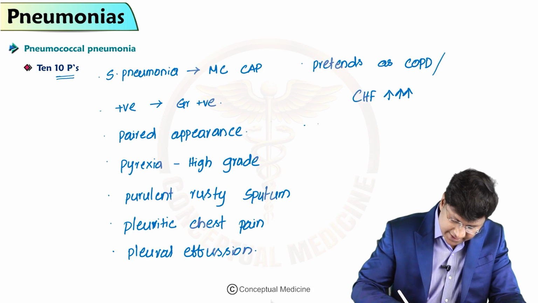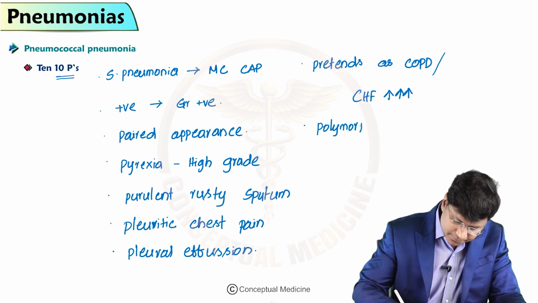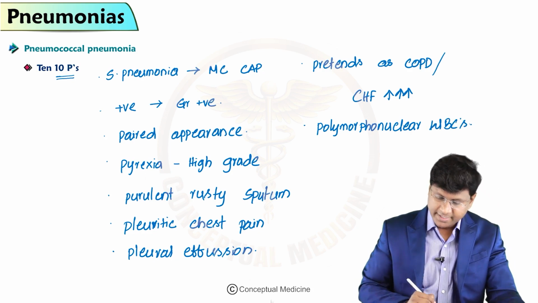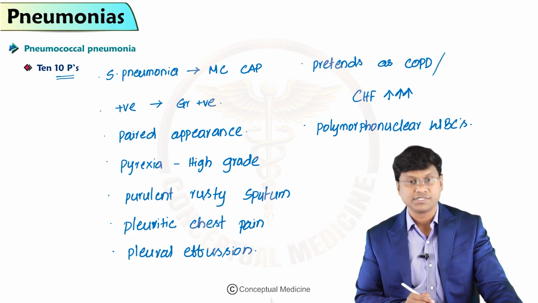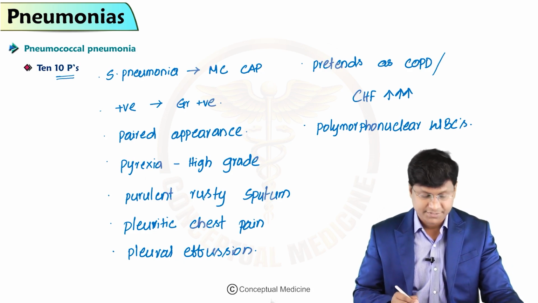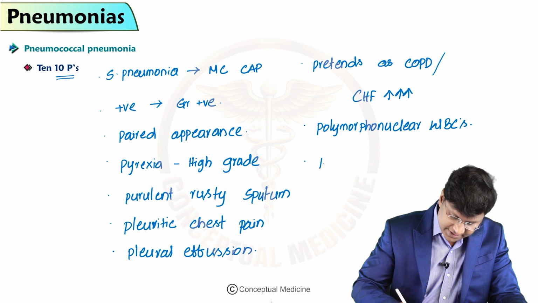And if you take another important P, there will be polymorphonuclear leukocytosis on the complete blood picture. And another important P is, it is penicillin sensitive.